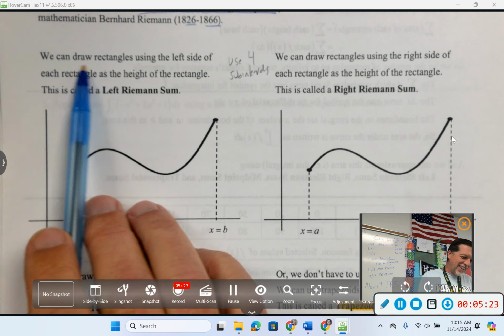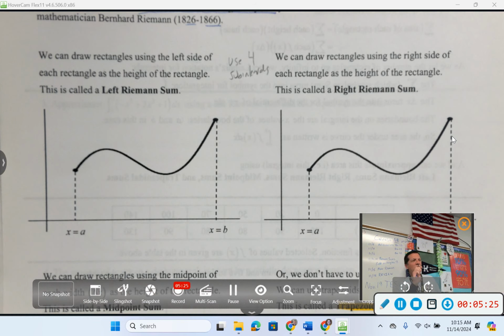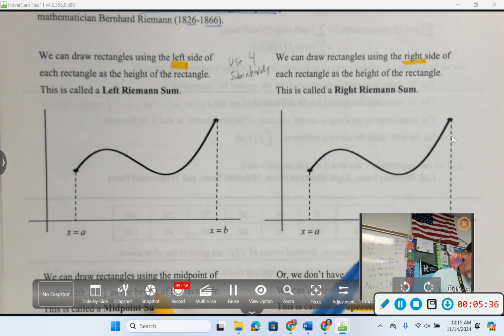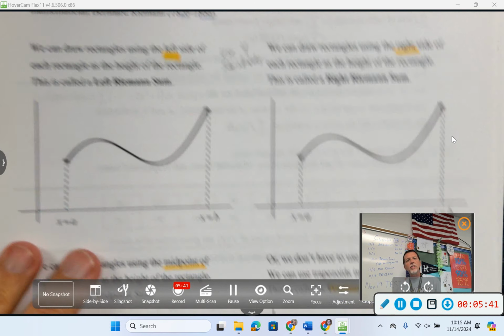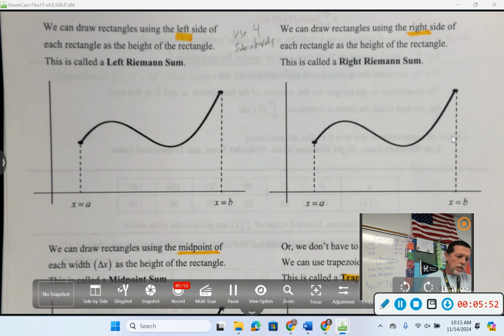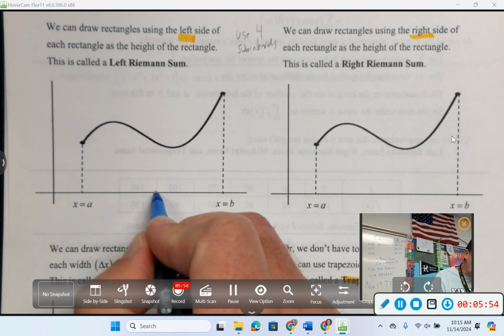All right, back to, we can draw rectangles. Okay, so here's where we have to be a little bit careful. We can draw rectangles using the left side of each rectangle, or the right side, or the midpoint. So kind of going big picture here, and then we'll get into the details. Your three rectangle options are, you can use the left height, the right height, or the middle height. In fact, let's divide this into four.